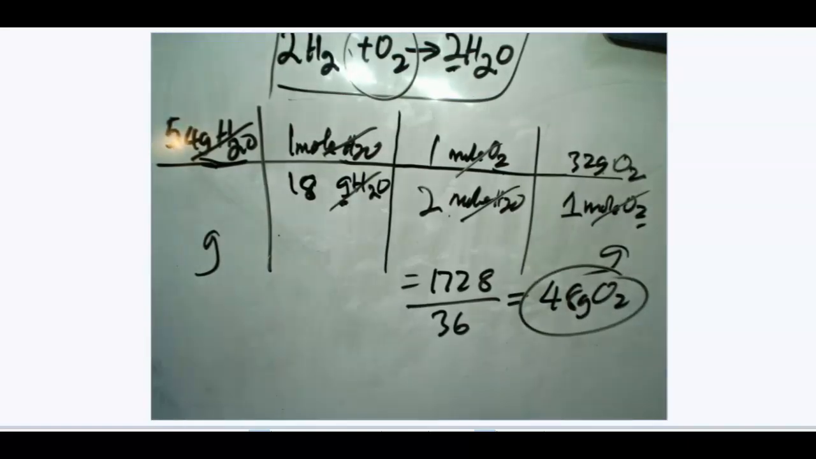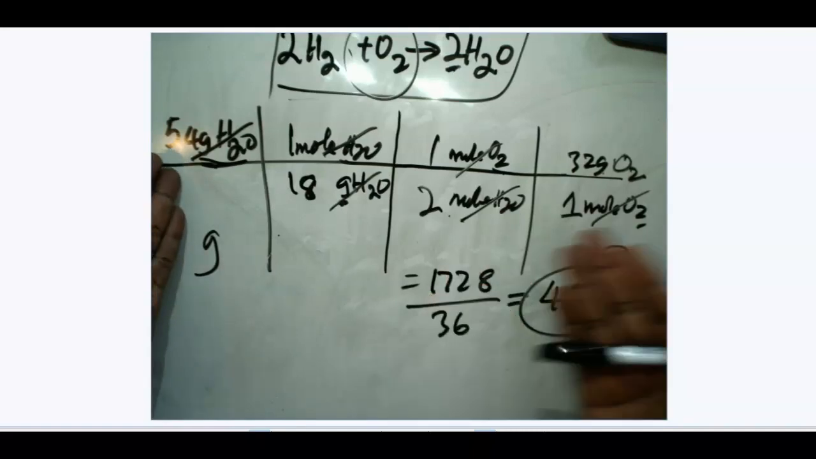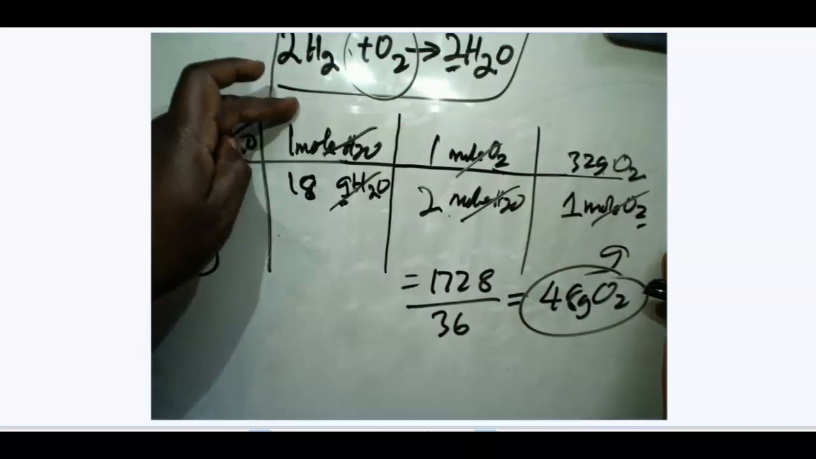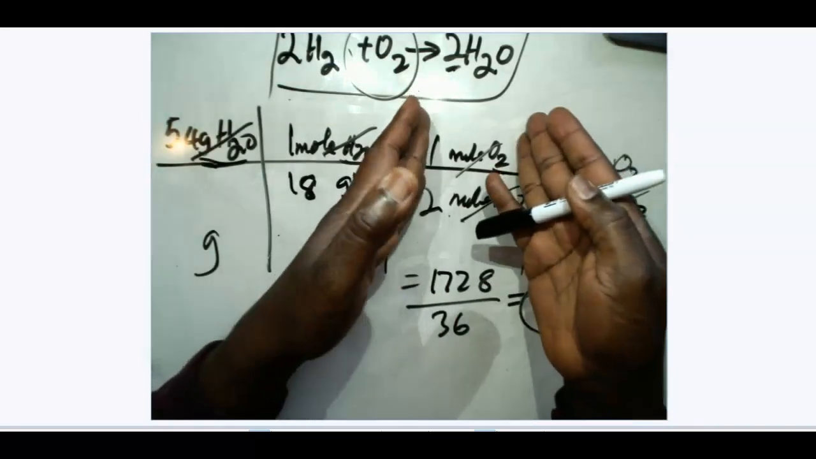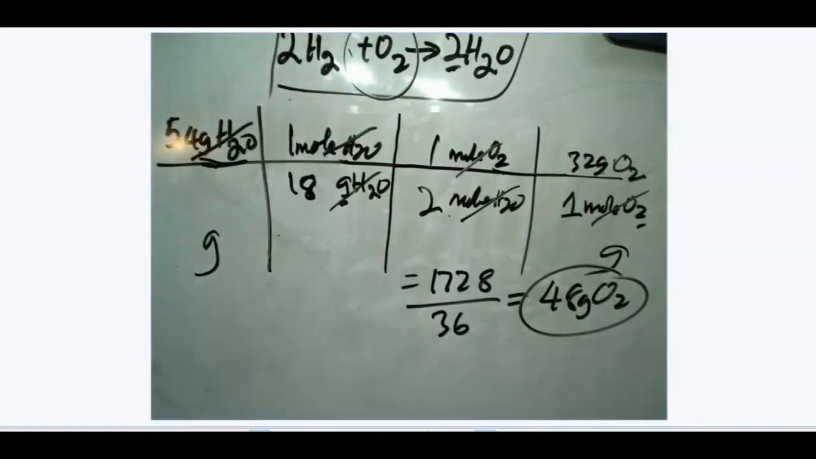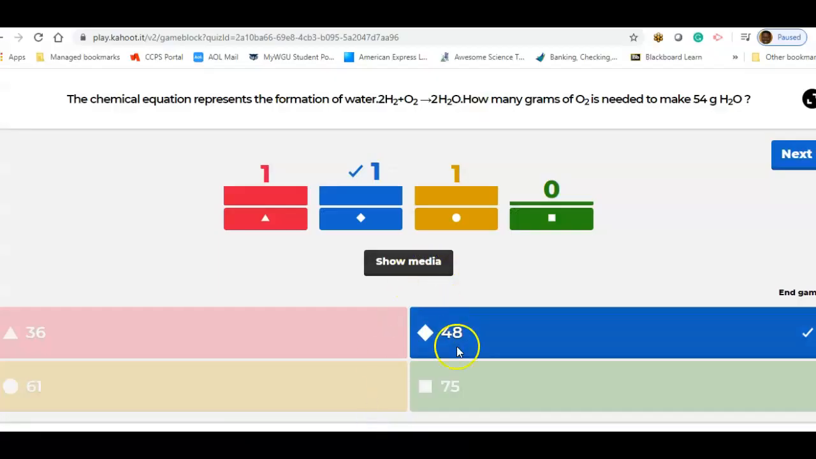That's how to do that. 48 grams of oxygen. This is mass to mass. You start from the mass, you end up with the mass. Remember, if you have a balanced equation, then there must be a mole ratio section. If you don't have a balanced equation, this section is not going to be there. Just take notes. All right? So that is how we got this to be 48.